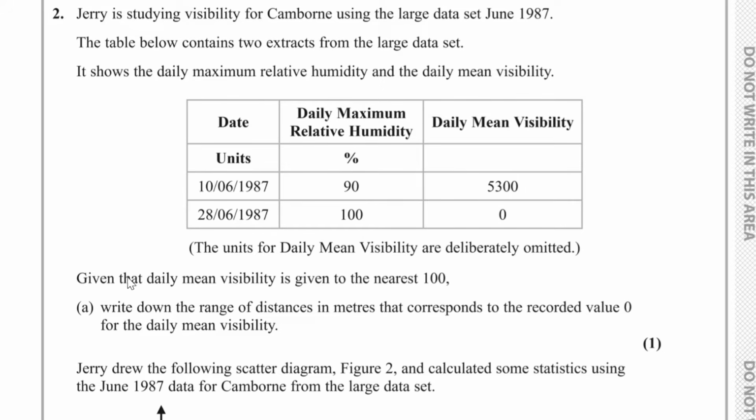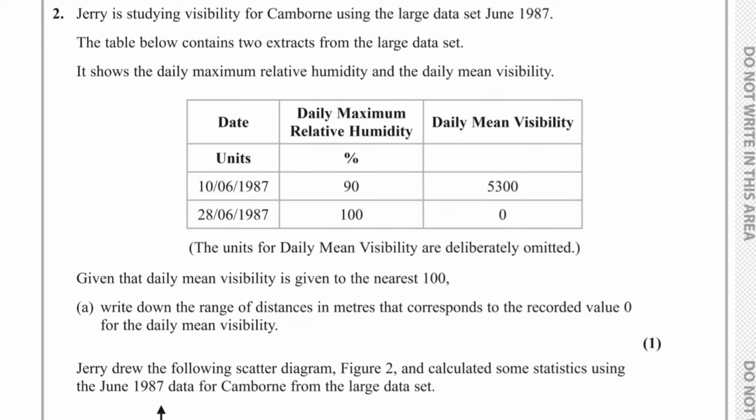And we see here in this table, the units for daily mean visibility are deliberately omitted. They're not included here. For part A, given that the daily mean visibility is given to the nearest 100, we have to write down the range of distances in meters that corresponds to the recorded value 0 for the daily mean visibility.